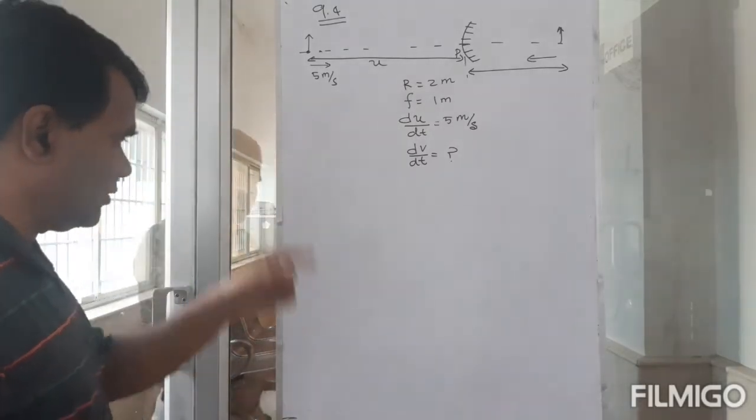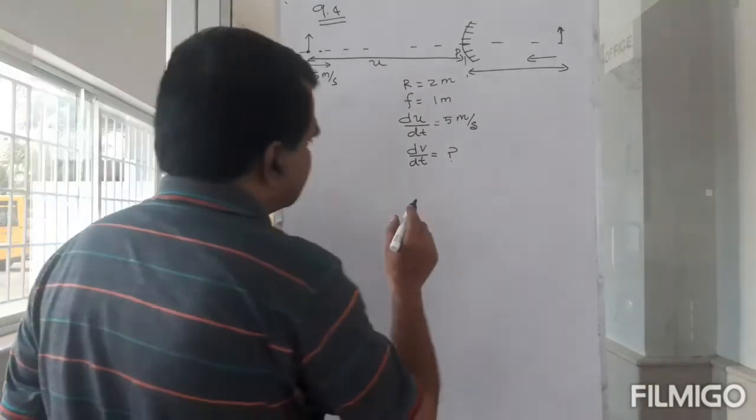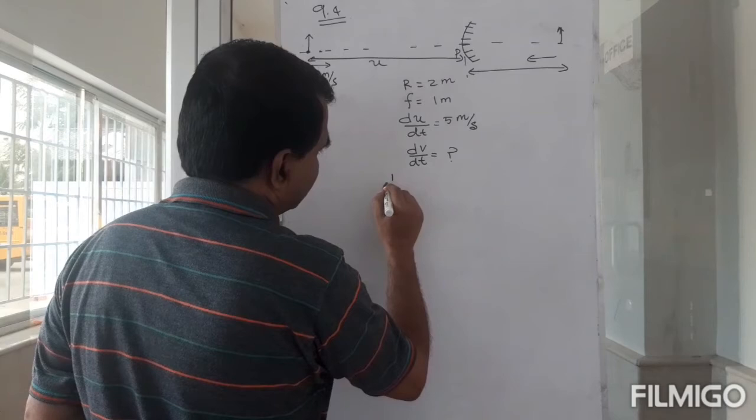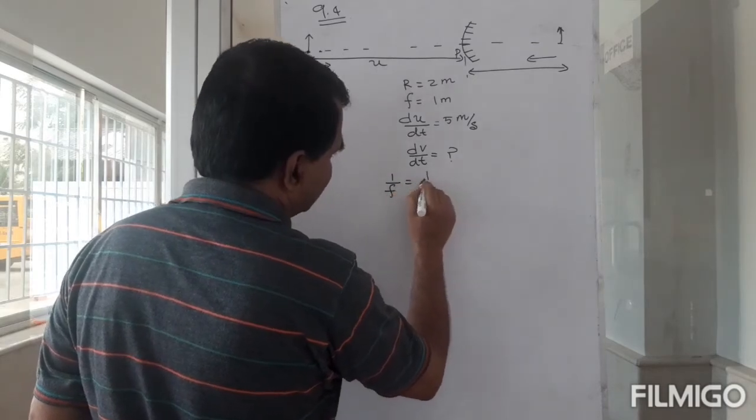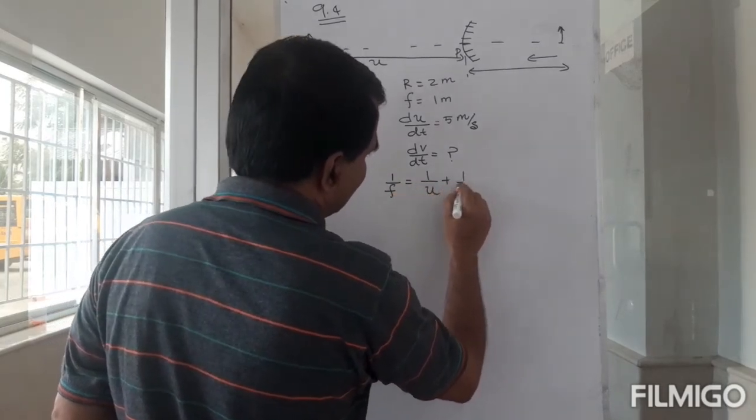So where will you start? We'll start with the mirror formula: 1 by f is equal to 1 by u plus 1 by v.